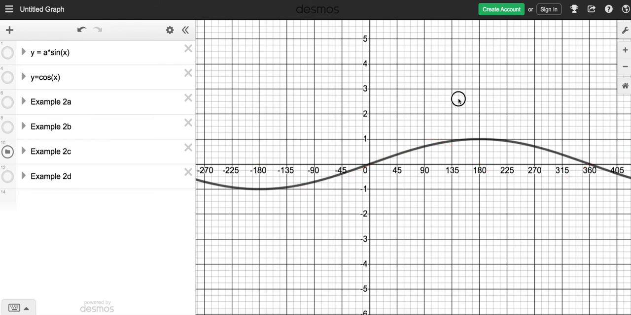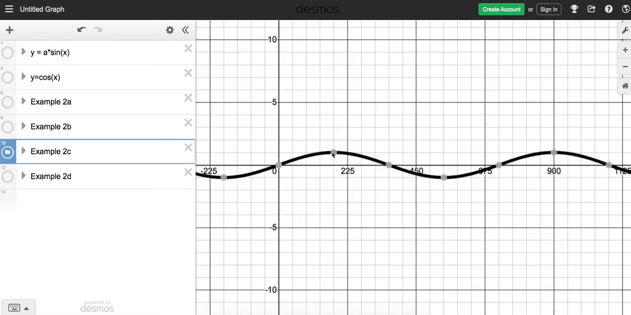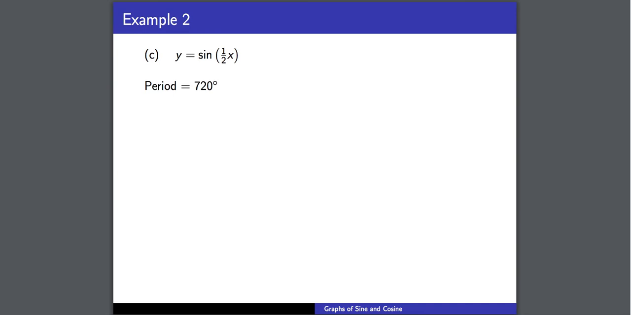But in any event, I'm going to have to zoom out to see this one better. This one has the top at 180 and 900, so that's a difference of 720. 900 minus 180 is 720 degrees for this period.